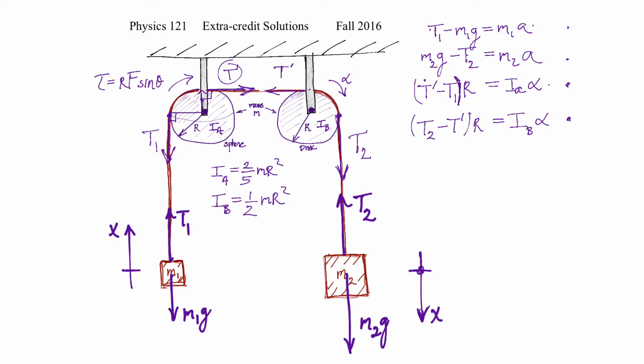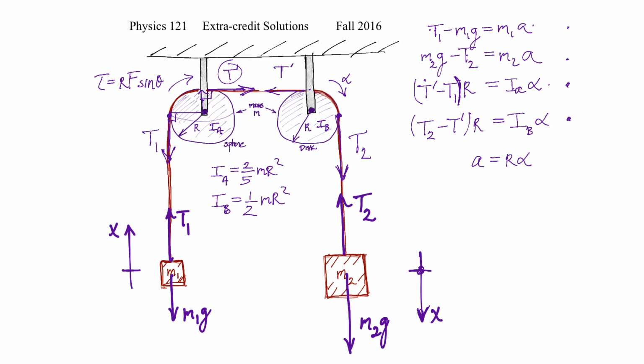We need one more equation, and that equation is the connection between alpha and the linear acceleration, and that comes from assuming that the string doesn't slip on the pulley, and the rolling without slipping constraint tells us that A must be R times alpha, and it's the same constraint for both pulleys because both pulleys have the same radius. If they didn't have the same radius, then you would have A equals R1 times alpha 1, and A equals R2 times alpha 2, and you'd have different angular accelerations for the two pulleys.